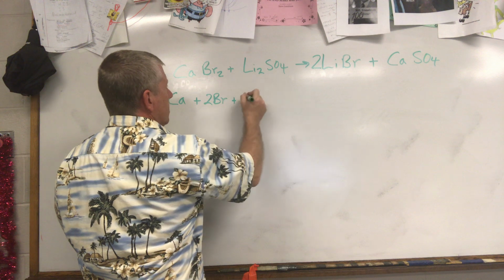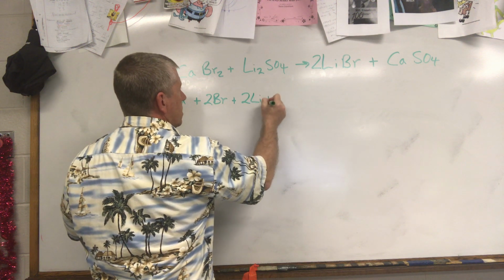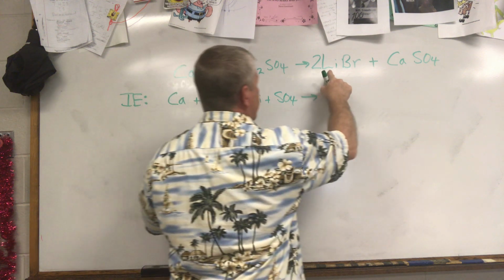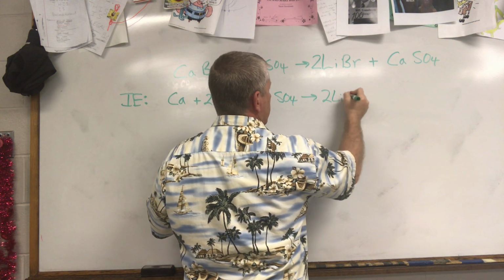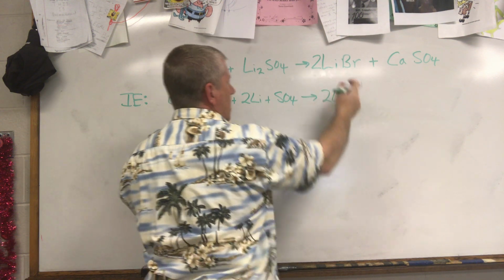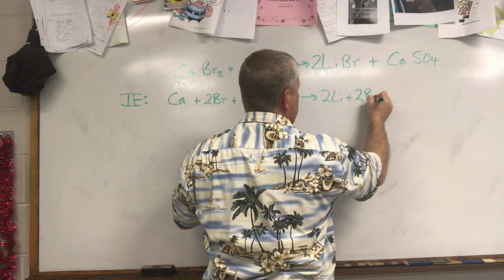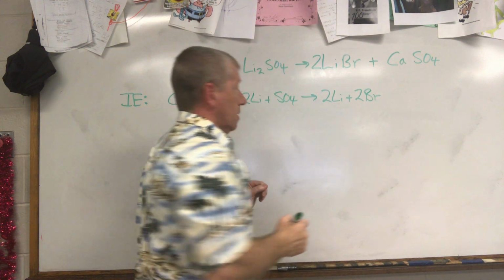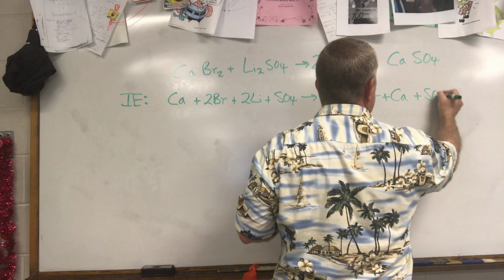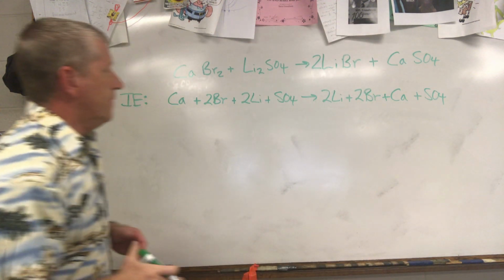Plus 2 lithiums plus sulfate makes 2 lithiums plus, we're just separating these compounds, 2 bromines though, be careful because that is a coefficient that does count for the bromine, and calcium and a sulfate. All right, we've got everything split up.